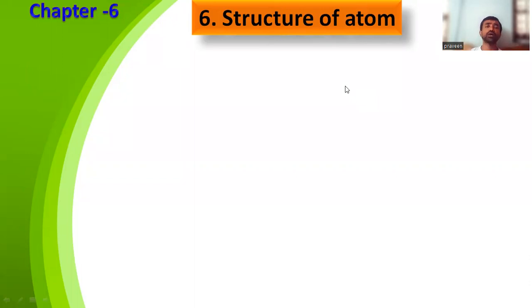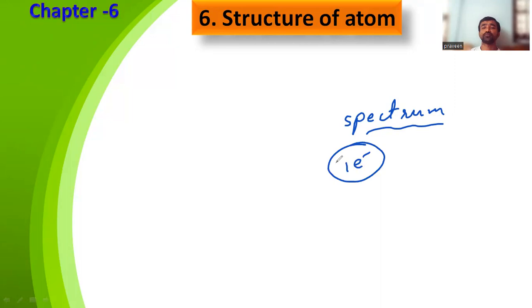Several scientists worked on them, but they failed to explain why the spectrum is given by atoms. They only explained the spectrum of an atom having a single electron in it. The single electron atom spectrum is explained, but not that of atoms with two electrons or more than two electrons. So no one explained that, and many failures are there.